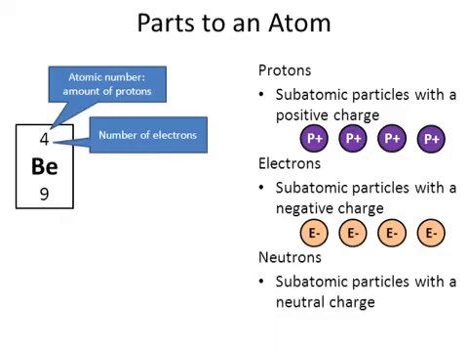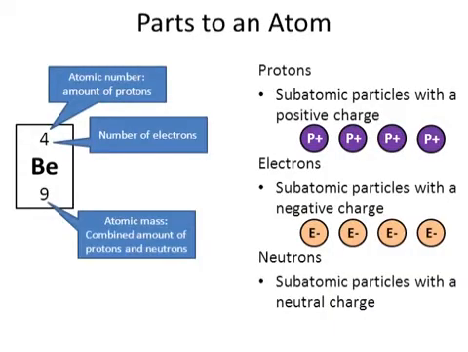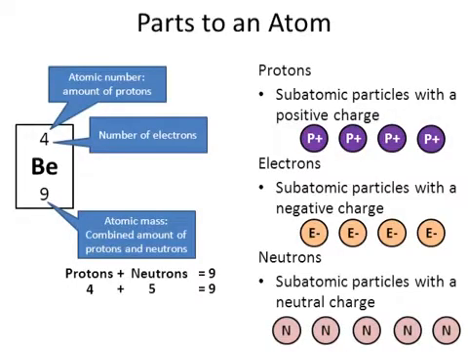And then the third part to an atom are called the neutrons. Now be careful, the number 9 in the square, that's not the number of neutrons. The 9 is when you add up the combined amount of protons and neutrons. And in beryllium's example, that'll be 9. So for beryllium, the protons plus beryllium's neutrons will equal 9. So we just got done saying there's 4 protons plus how many neutrons will give us 9. Simple math, there's going to be a total of 5 neutrons.